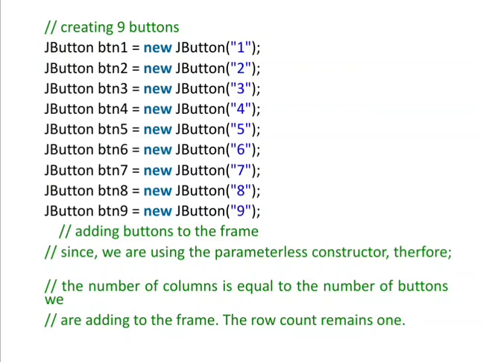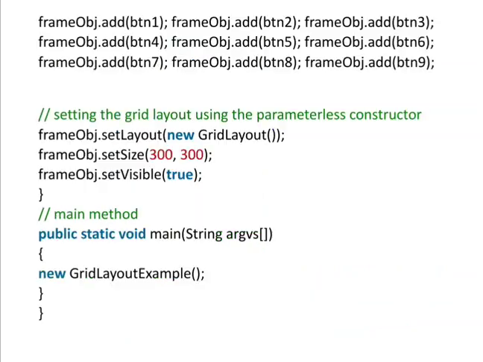new GridLayout, frame obj dot setSize(300, 300), frame obj dot setVisible(true), main method public static void main(String args[]), new GridLayout. The example is complete. Then the output that represents the grid layout is that it divides the frame into the 9 buttons, that is 1 2 3 4 5 6 7 8 9. This is the output that is used to represent the grid layout.